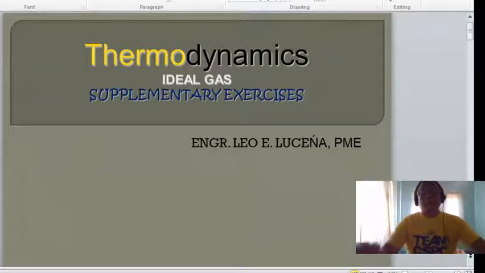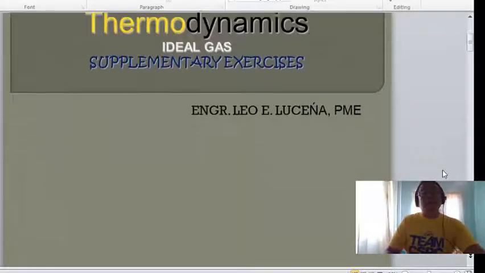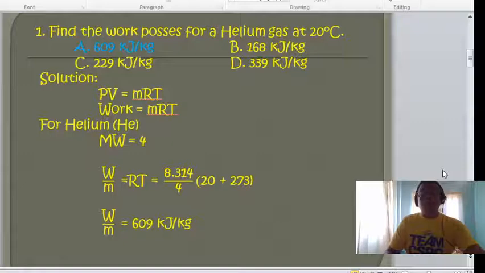Okay, class. So this is another discussion in thermodynamics. Actually, this is supplementary exercises to ideal gas. There are several problems here answered. So let us consider this problem. Actually, this is quite a difficult class.